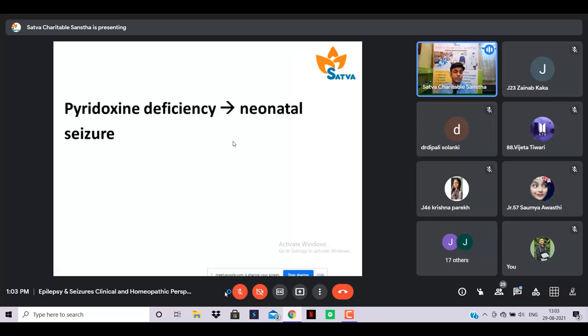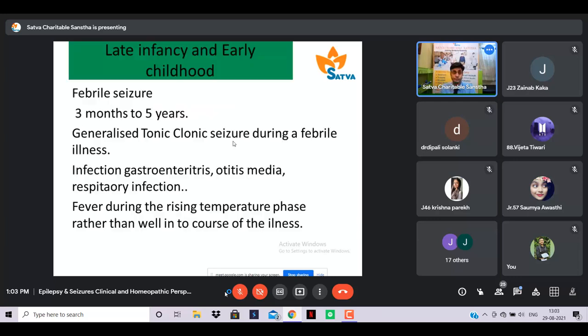Then pyridoxine deficiencies are very common, which may give rise to neonatal seizures. So I am trying to cover a few glimpses holistically, because understand, giving a homeopathic drug is important, but before that, diagnosis of the disease is important. If you have hypocalcemia, I don't think that if you give a homeopathic drug the child will get all right, unless you correct the hypocalcemia. Similarly, if there is hypoglycemia, we have to correct these physiological components, then only the convulsions will be controlled.